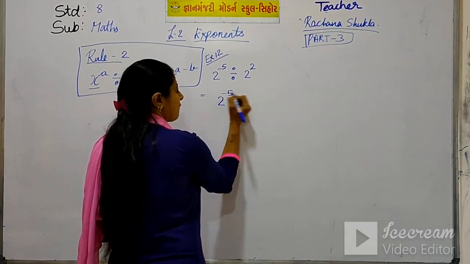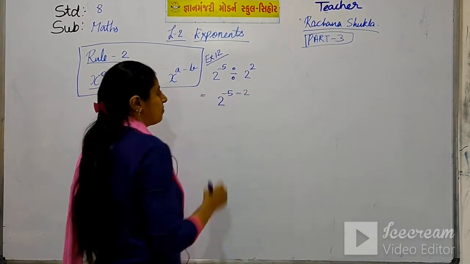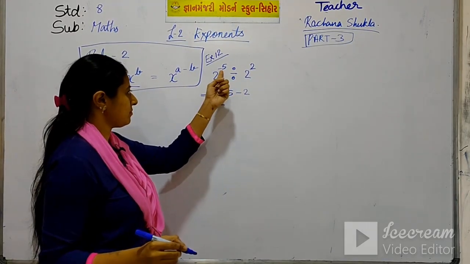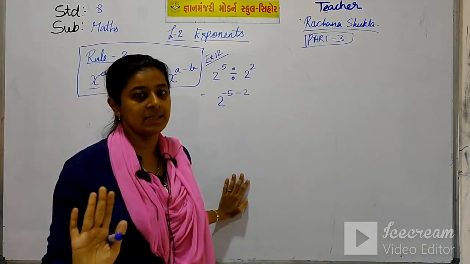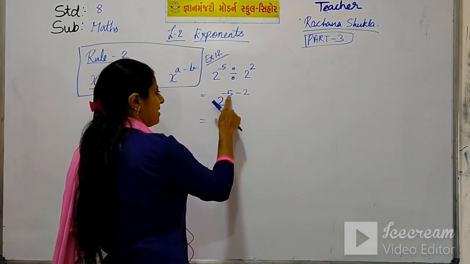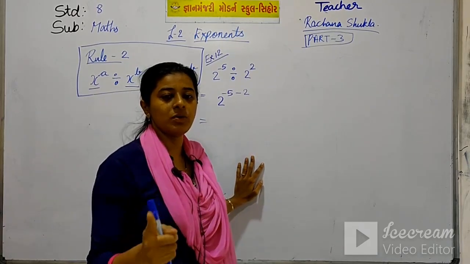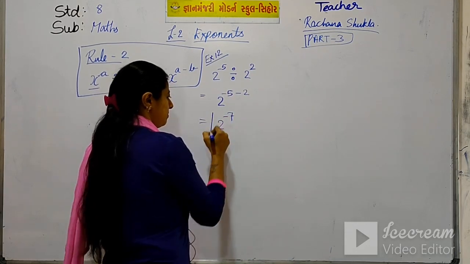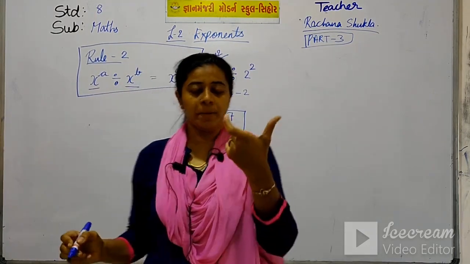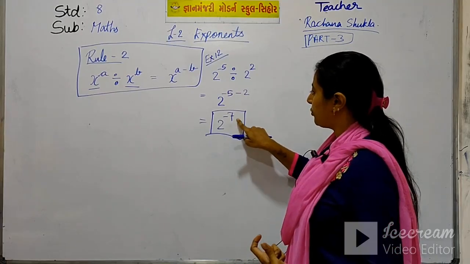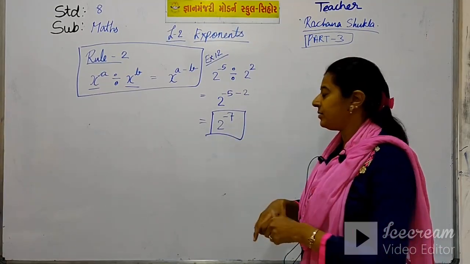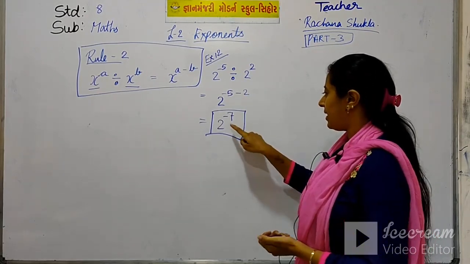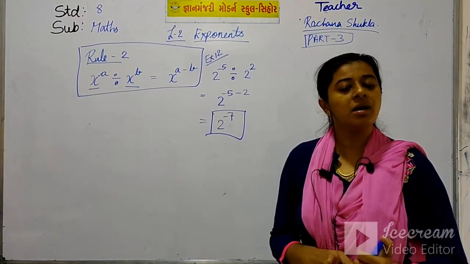That means minus 5 minus 2. Why minus 2? Because divide. So divide means here minus. Minus 5 will remain as it is. So your answer will be minus, minus, plus. The numbers will be added. 5 plus 2, 7, but minus 7. What will be your answer? 2 to the power minus 7. Why? Minus minus plus, but the negative sign will be there. That is, 2 to the power minus 7 will be the answer.